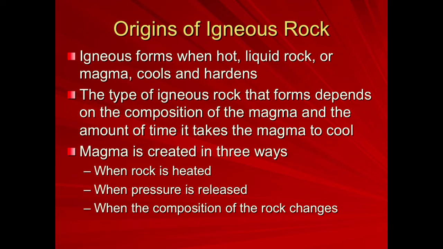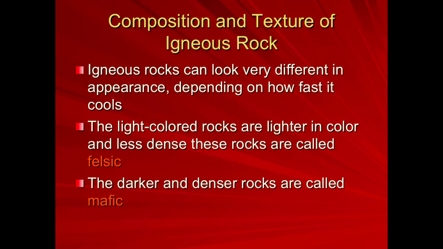Igneous rocks are formed when a hot liquid rock, which is magma or lava, cools and hardens. The type of igneous rock that forms depends on the composition of the magma, which means what the magma is made up of, and the amount of time it takes that magma or lava to cool. So magma can be created in three ways: when a rock is heated to the point that it melts, when pressure is released off a rock, and when the composition of the rock changes.